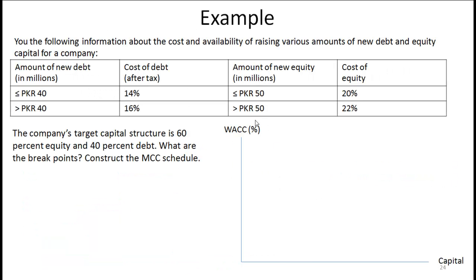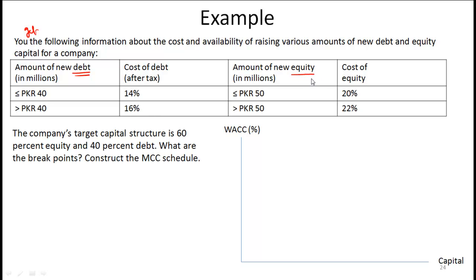Okay, so let's do so through an example. Let's say you get the following information about the cost and availability of raising various amounts of new debt and equity for a company. This is rather simple, but for the company you are evaluating, if the amount of new debt raised is less than 40 million, then the cost of debt is 14%. If the company is raising more than 40, then the cost of debt is 16%. As you might expect, if the company is trying to raise more money, it is paying a higher rate.